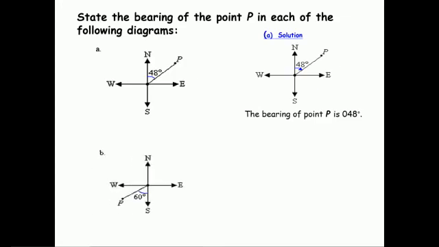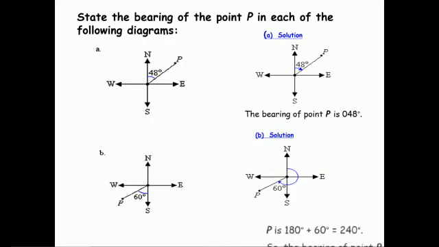Look at the next question. It is 60 degrees, in between south and west. Okay, so how can we calculate? You have to draw the north line to P. So you have to go through 3 sections. The first section is 90, the second is also 90 and the third one is 60. 90 plus 90 plus 60, so you will get 180 plus 60, which is equal to 240.